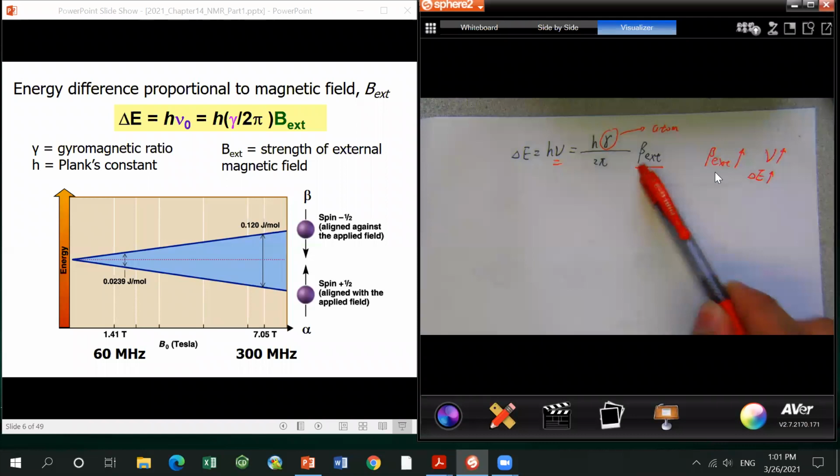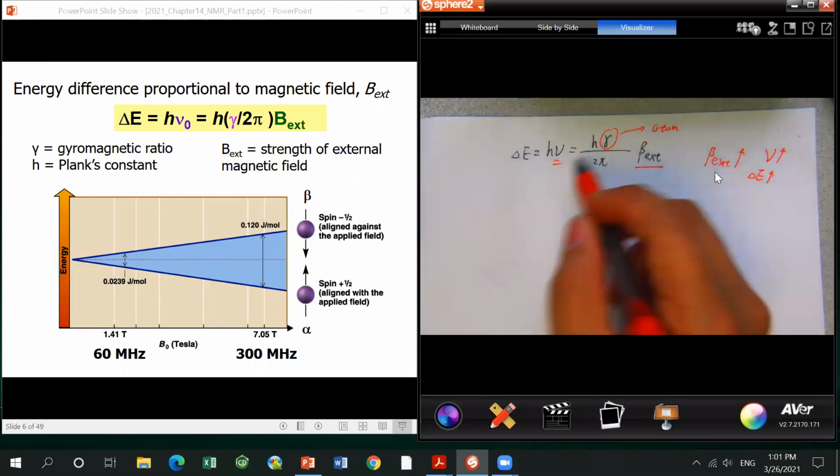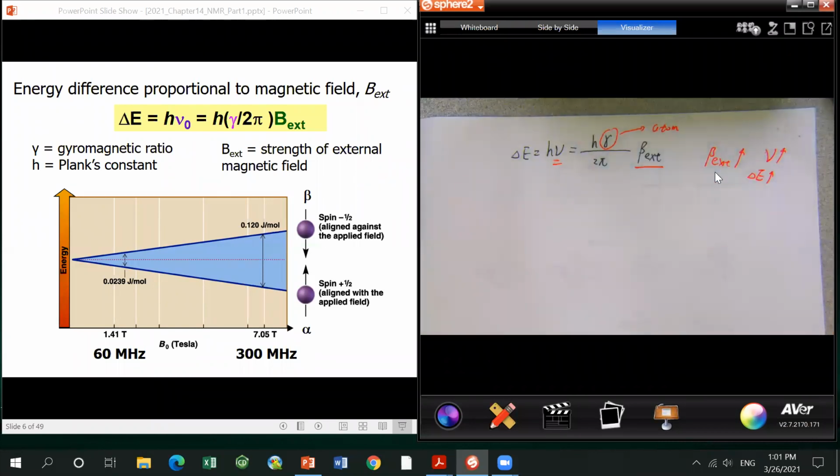So if you use megahertz, that's easier to understand. That converts the strength of the magnetic field to a frequency. If you have a higher magnetic field, you get a higher frequency, and the energy gap between the alpha and beta state is bigger, so you have a bigger difference in their population, and you have higher intensity in the signal. So that's one advantage of a high frequency NMR. There are some other advantages, which I will talk about later.